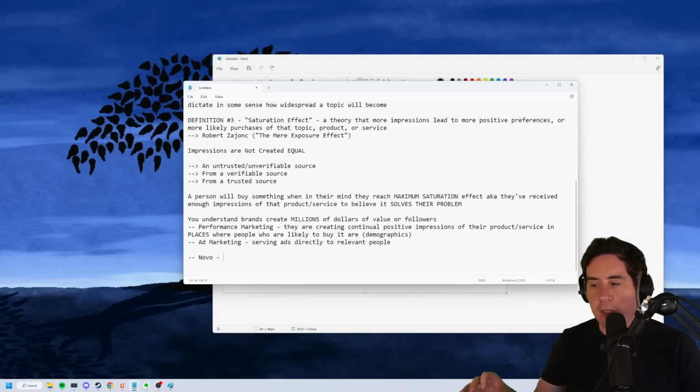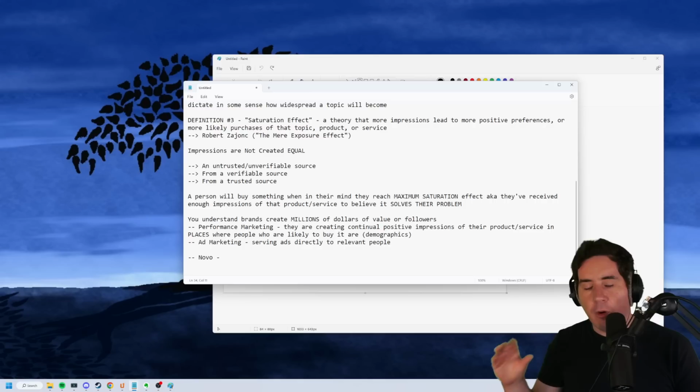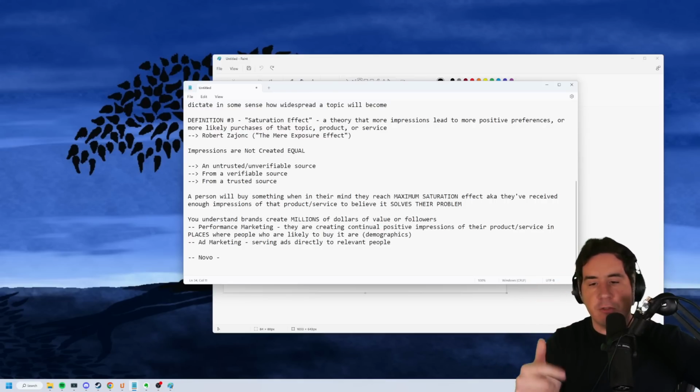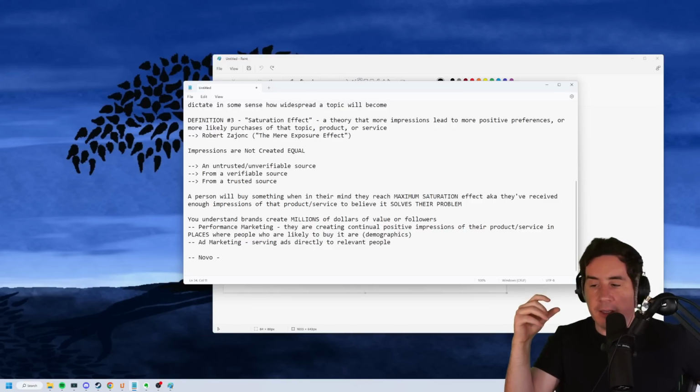What we really focus on is performance marketing. Performance marketing, meaning we are serving positive impressions through influencers about that product or service, meaning we're looking for authentic influencers who are actually going to convert on that product and on that service. They actually believe in it. They actually love the product and service, and then they talk about it.